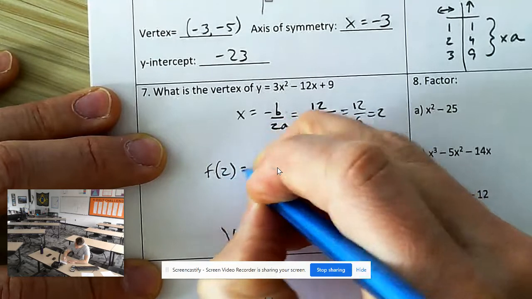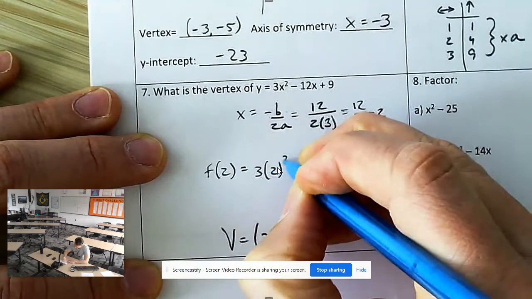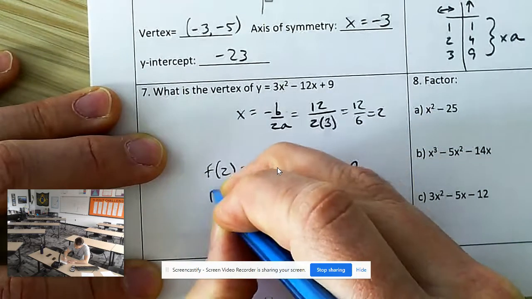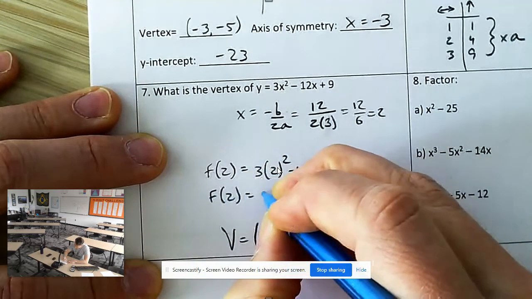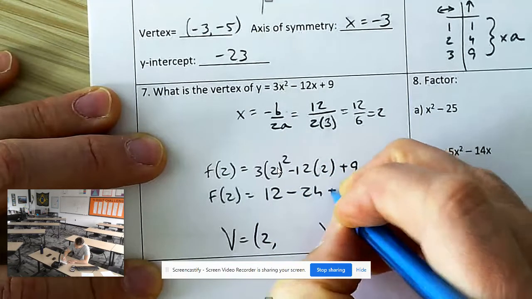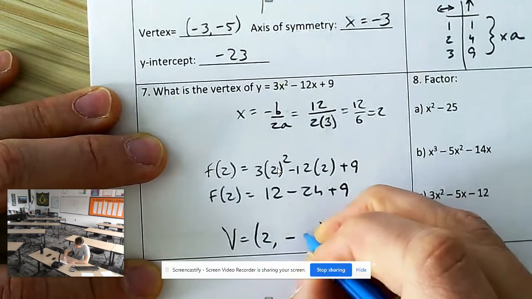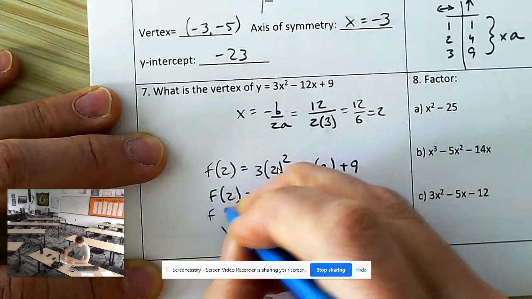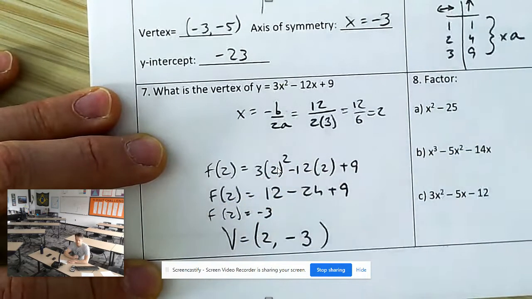plugging in 2. What do we get? We get 12 minus 24 plus 9. That'll give me negative 3. Yep. And therefore, it's going to be at negative 3. That's it.